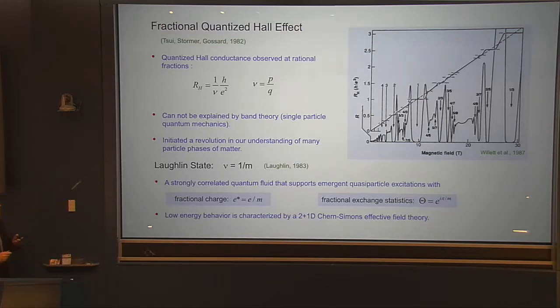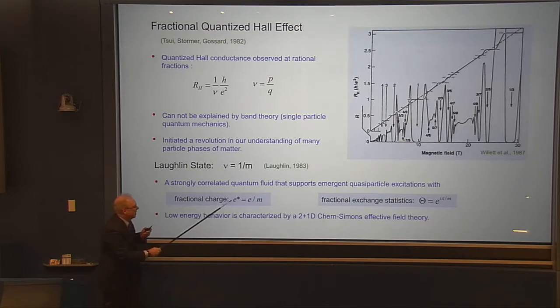Okay, so the fractional quantum Hall effect is something which was also discovered by the technology of electronic materials. And what was found is actually that this Hall conductance, which was an integer, can have fractional values. This cannot be understood with single particle quantum mechanics. And so this was a big puzzle which initiated a revolution in our understanding of many particle phases of matter.